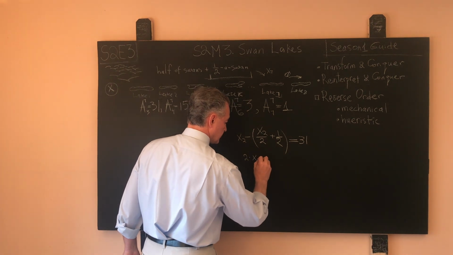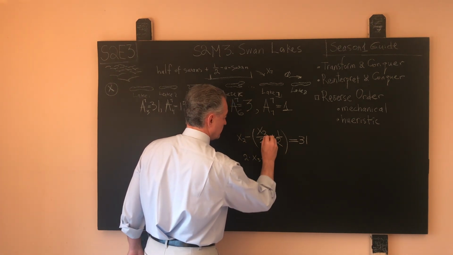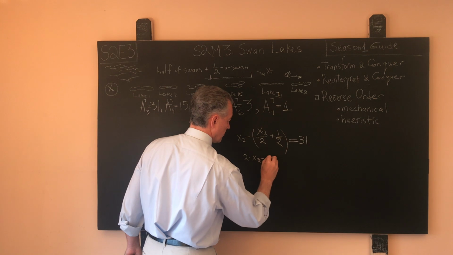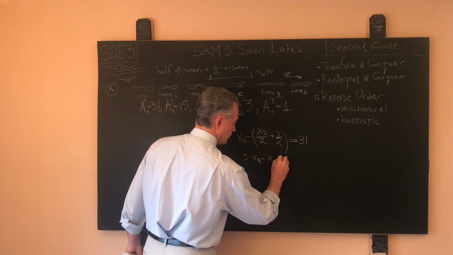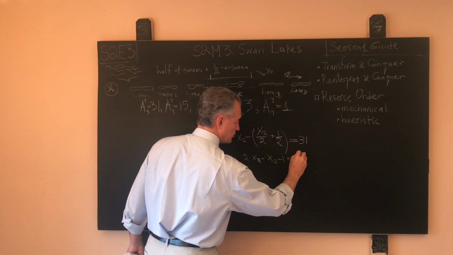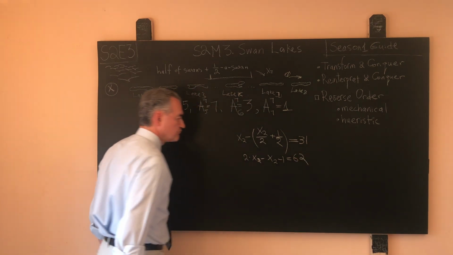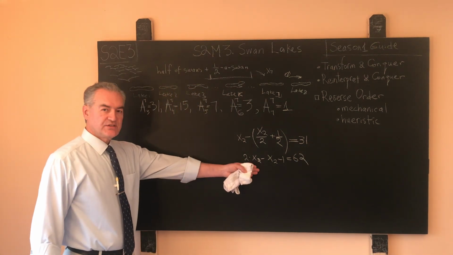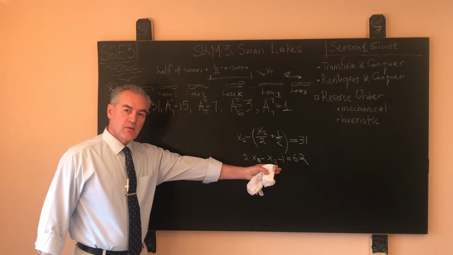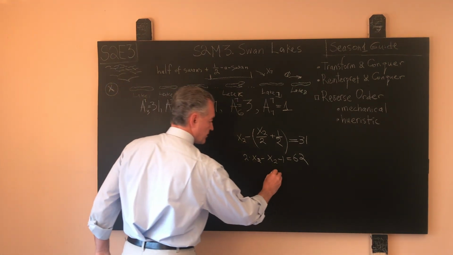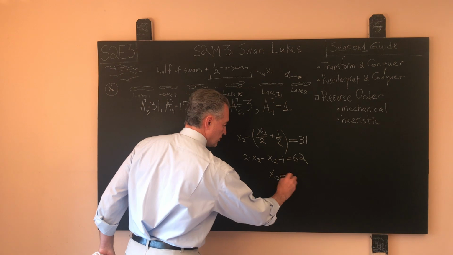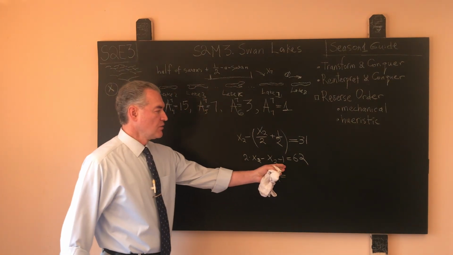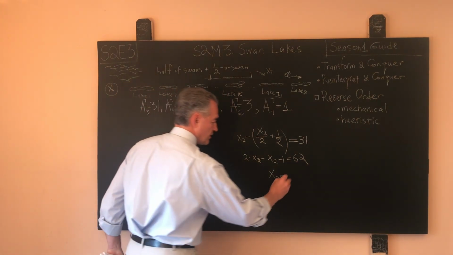2 times x sub 2 minus, x sub 2 minus 1 equals 31 times 2 is 62. 2 positive copies of x2, 1 negative copy of x2 cancel each other out. X sub 2 equals to what? 1 plus 62, 63.